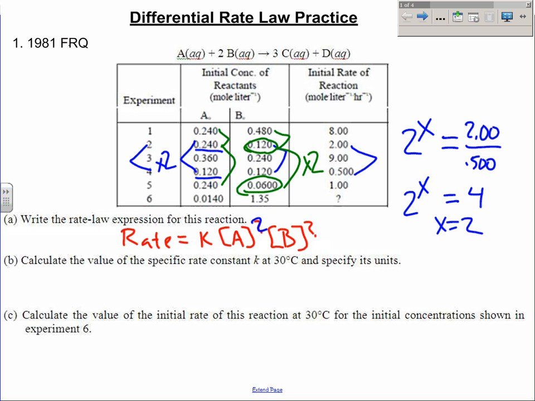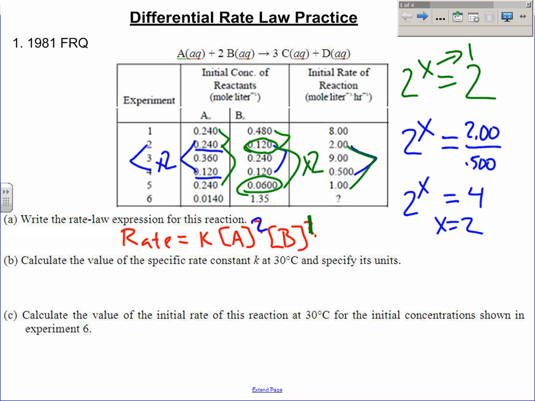So what's happening between those two experiments and my rate? Well, when I doubled the concentration, I doubled the rate. It went from 1.00 to 2.0. So 2 to what power equals 2? Well, in this particular case, that would be first order, x equals 1. So I know it's second order with respect to A, and it's first order with respect to B.